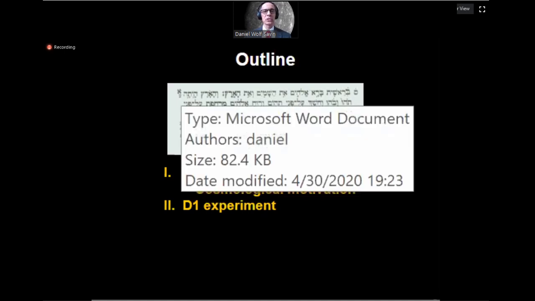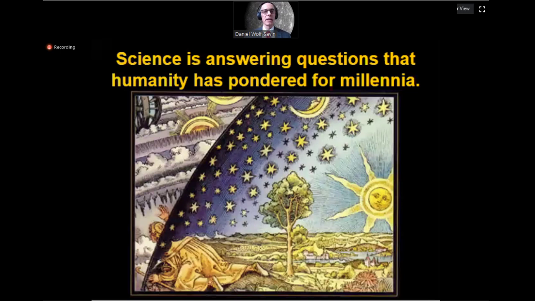Okay, so let me move on. In case you didn't guess, this is the first few lines of Genesis chapter one. I like to start with that because I just want to drive home that humanity has been pondering these kinds of questions for millennia. And it's really humbling to think of ourselves as one in a long line of thinkers and scholars going back to before the era of science as we try to figure out our place in the cosmos.